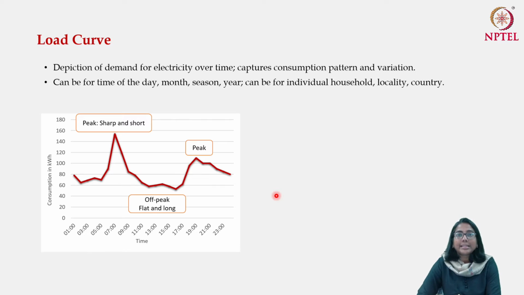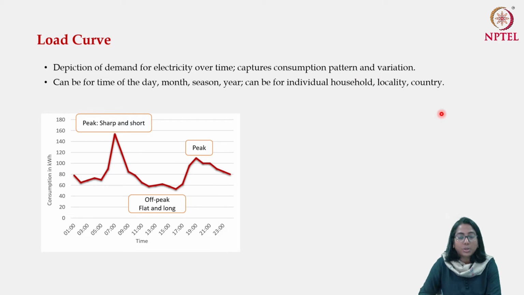So you can see that there are ups and downs in the electricity consumption during a day for a particular household. Although we can think about an average electricity consumption per day by a particular residential sector, it doesn't mean that during the entire day the electricity demand remains the same. In fact, it fluctuates quite a lot. And that is why the load curve is a depiction of demand for electricity over time. It gives you the pattern as well as the variation.